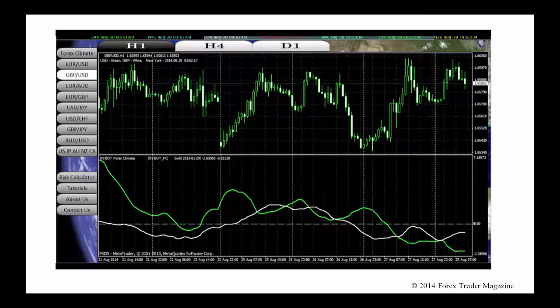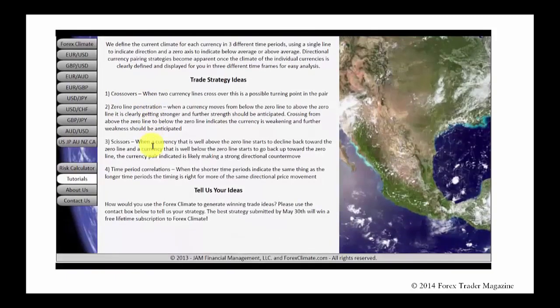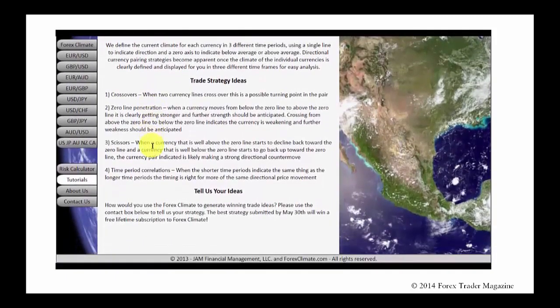There are a number of tutorials, and on the left-hand side, we've got a tutorial button there, which actually tells you more about what's going on with these things. And really, there are only four. We're looking at crossovers. When the two currency lines cross, it's a possible turning point. We've got zero line penetration. When a currency moves from below the line to above the line, it's clearly getting stronger, and further strength should be anticipated. Crossing from above the zero line to below it, on the other hand, indicates a weakening currency, and weakness should be anticipated in that currency.